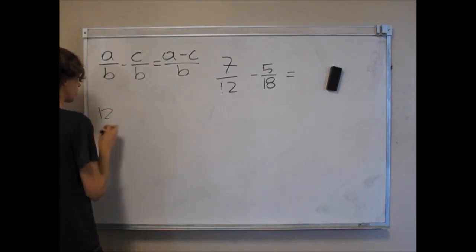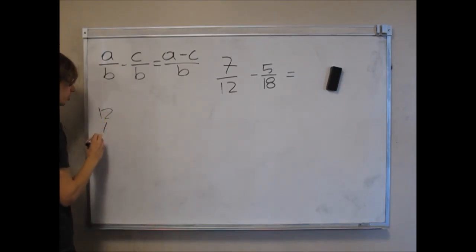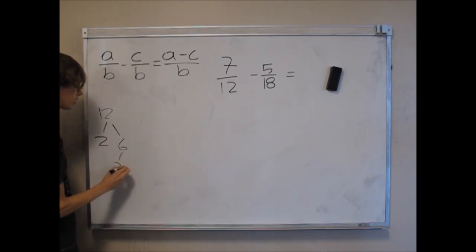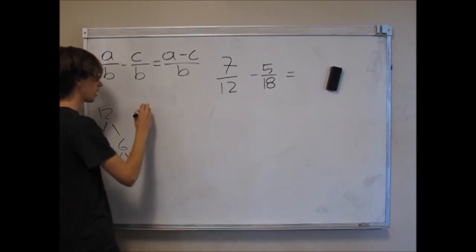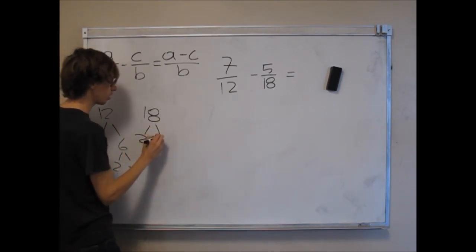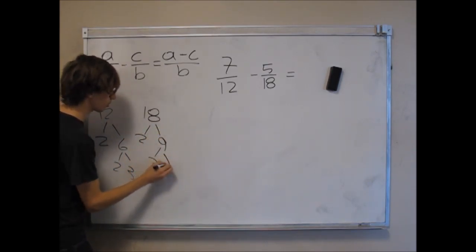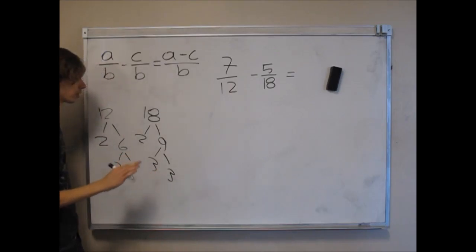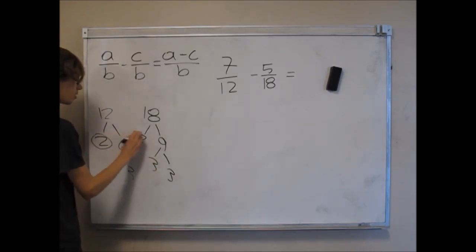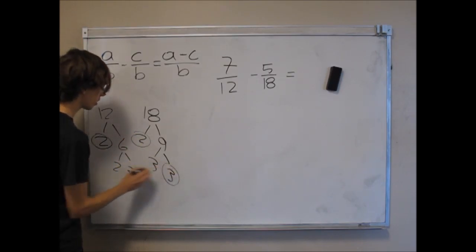So if we take 12 and we get the prime factorization, just like before, we end up with 2 times 6, and then 2 times 3, right? And then we'll take 18. Same thing over here, we do 2 times 9, and then 3 times 3. And so this time we're going to do something different. We're going to take a look at all the ones that they share. So they have a 2 in common, and they have a 3 in common.